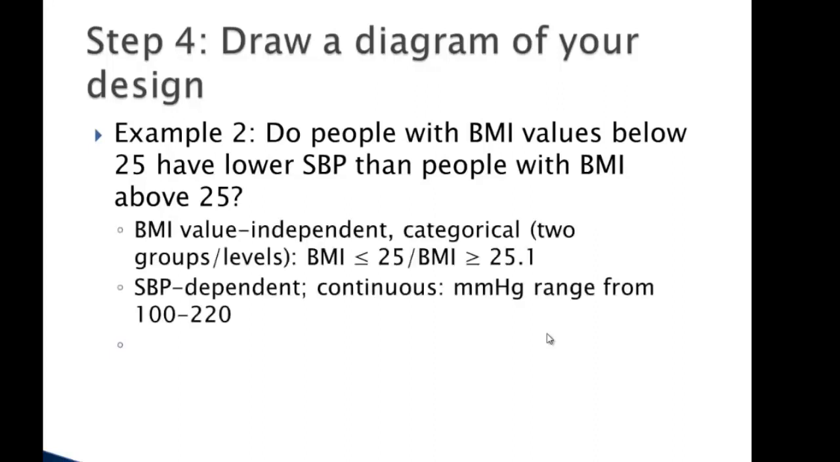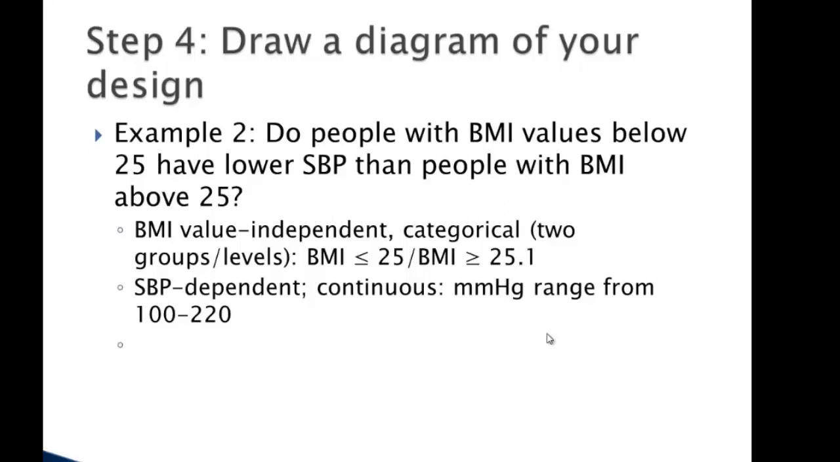So we look at our variables. We have BMI, or body mass index value, which is our independent variable. This is what we're using to categorize people, so it's a categorical variable. And we have 2 groups or levels, people with BMI below 25 and people with BMI above 25. Our outcome variable is dependent. The dependent variable is continuous as well, blood pressure, which has a particular range that we are used to seeing or expect to see. So how to diagram this?